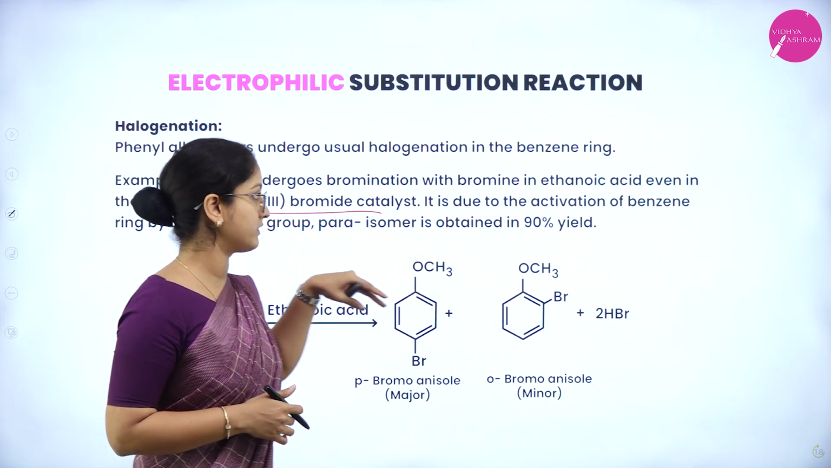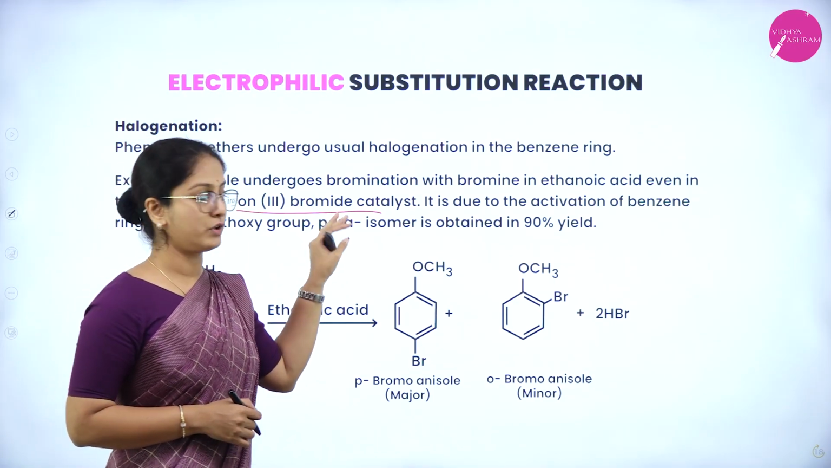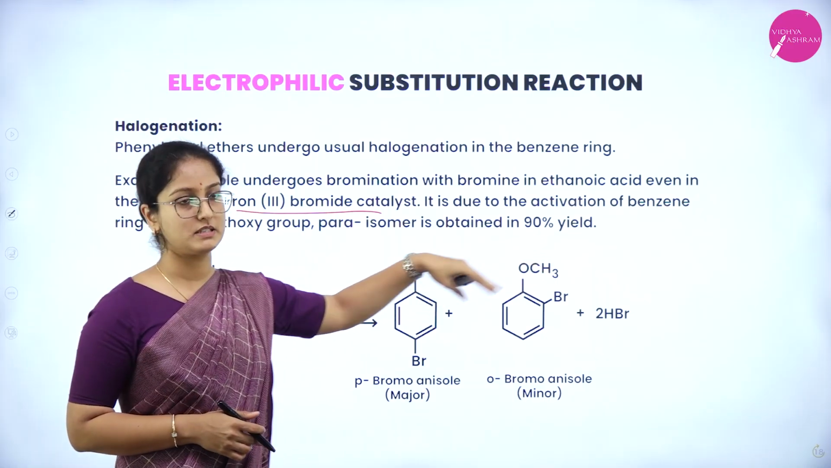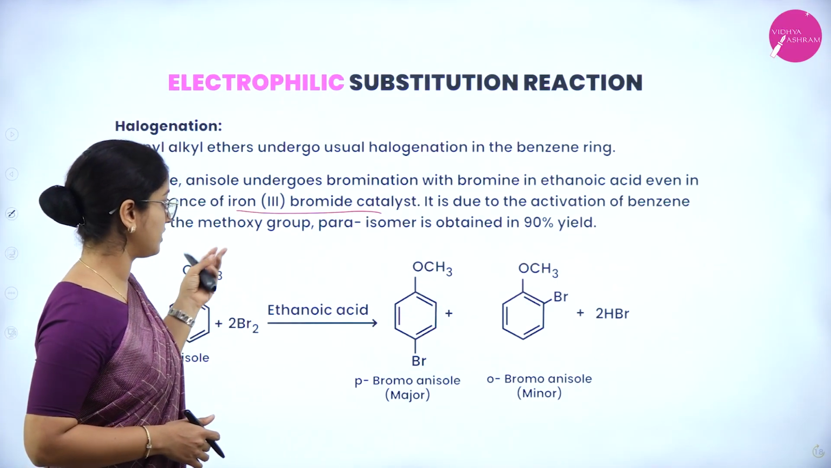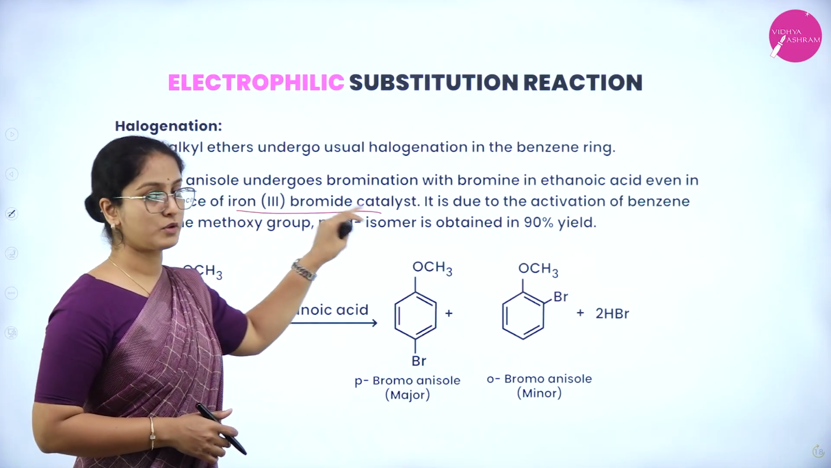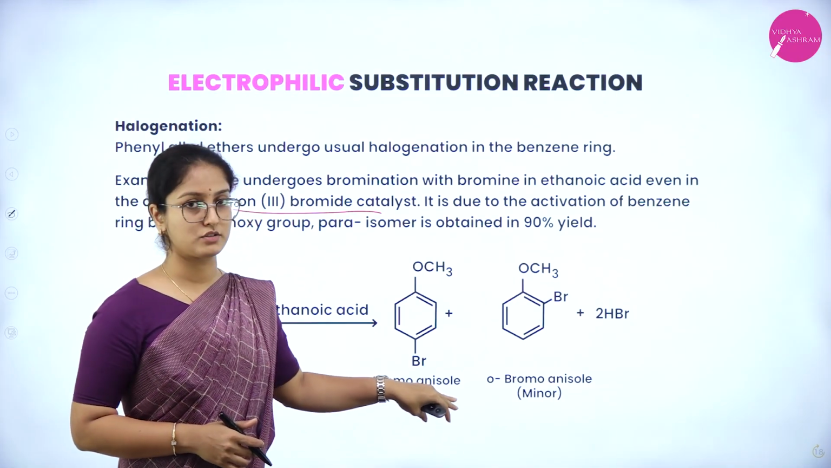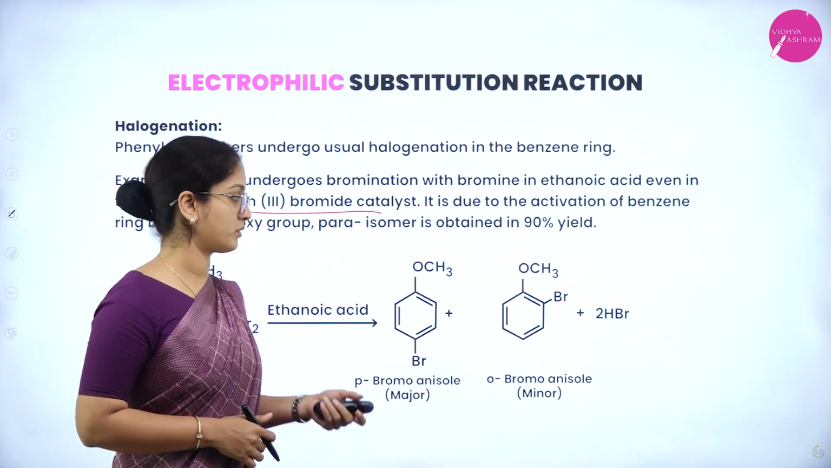This is due to the activation of the benzene ring by the methoxy group, which produces the para isomer in about 90% yield. So anisole with bromine, in the presence of ethanoic acid, doesn't require iron(III) bromide as a catalyst. It forms para-bromoanisole, along with ortho-bromoanisole, and hydrogen bromide.